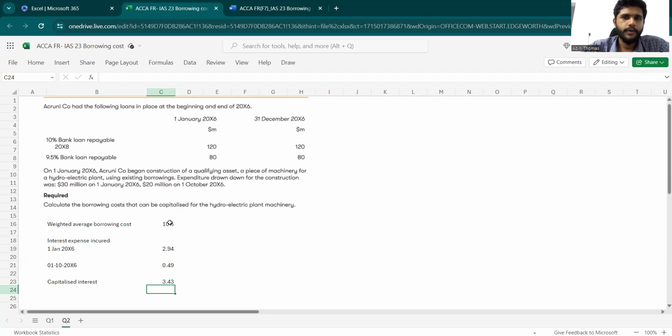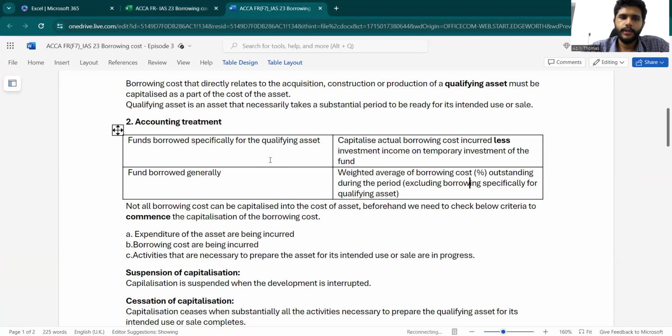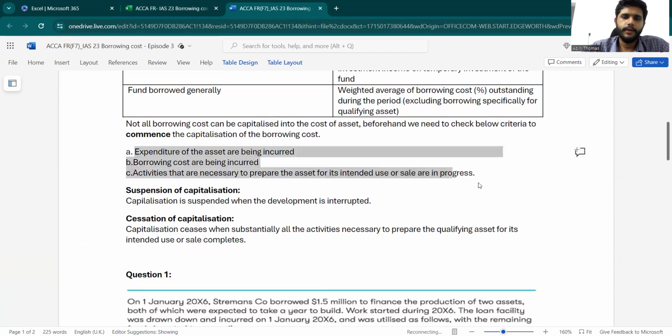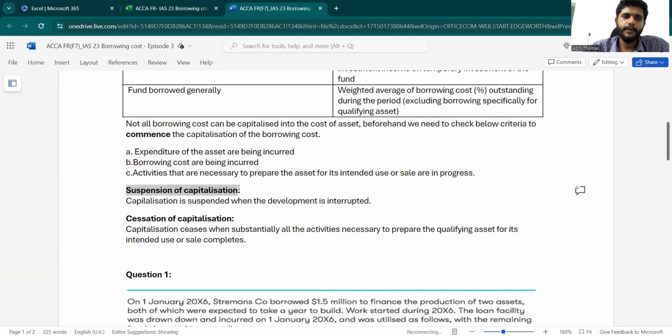I hope you have understood the 2 methods of calculating the interest. So please note, we have two methods in calculating the borrowing cost. Beforehand, you need to see if these three conditions have been met. Also, we need to suspend the capitalization when the development is interrupted. The development is the activities that are necessary to prepare the asset for its intended use or sale. Okay, and we need to stop the capitalization when the asset becomes ready for its intended use.